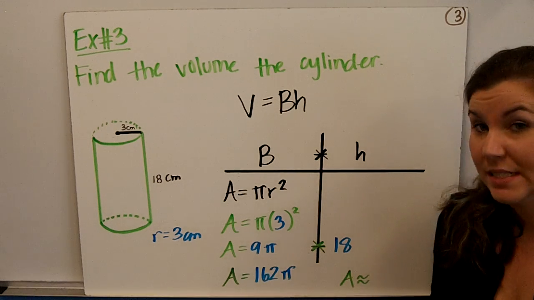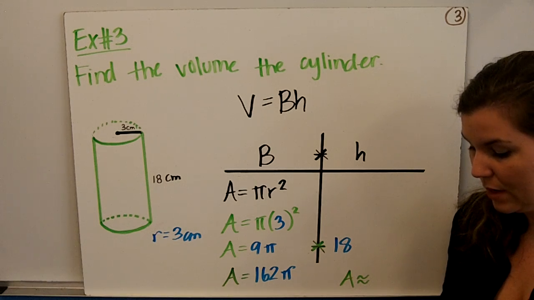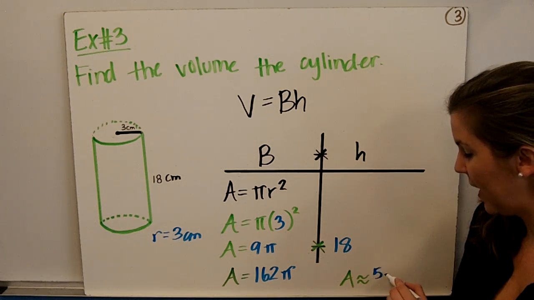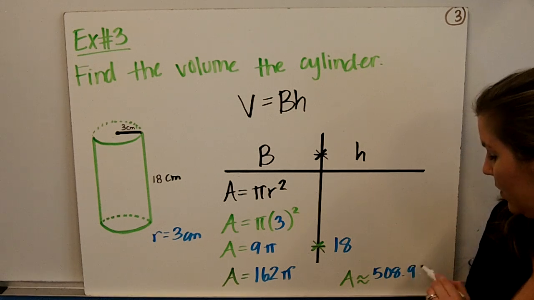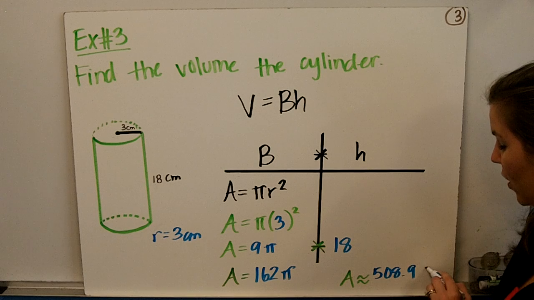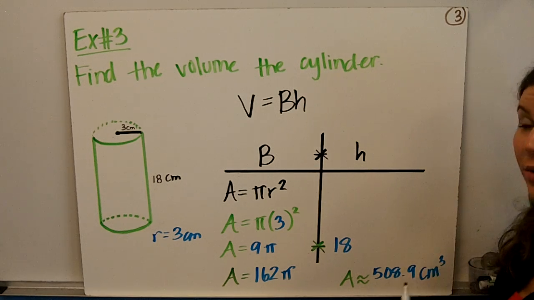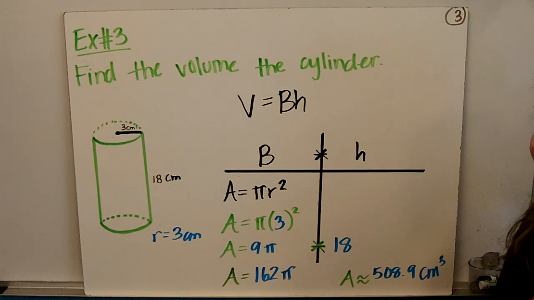If we find a decimal approximation, we're going to say 162 pi in our calculator. 162 times pi is 508.93. We're going to leave it as 508.9, rounding to the tenths place. Our units for volume are centimeters cubed. Remember, it's a three-dimensional figure, so our exponent on our units is 3.